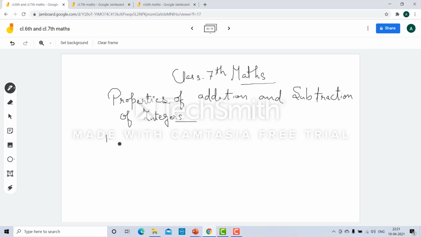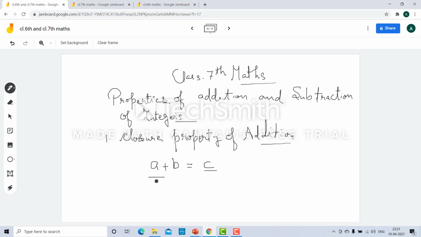Children, the very first property is the closure property of addition. What is this closure property of addition, children? It means that suppose A and B are two integers and we add them and get the value C. If A is an integer and B is an integer, then the result will also be an integer. Integers are represented by the Z sign, that's why I have written Z over here. So, this is the closure property.